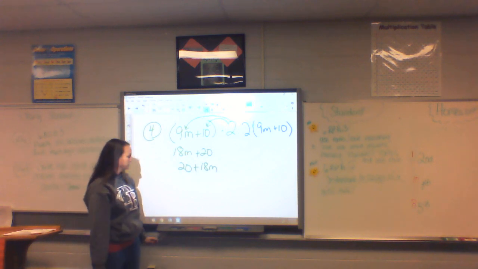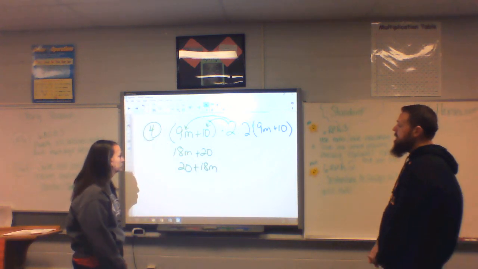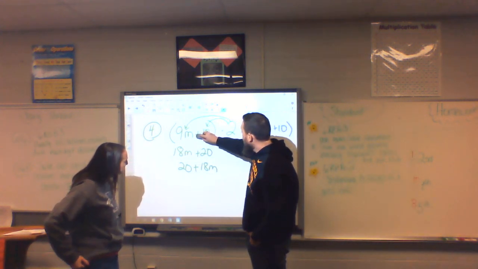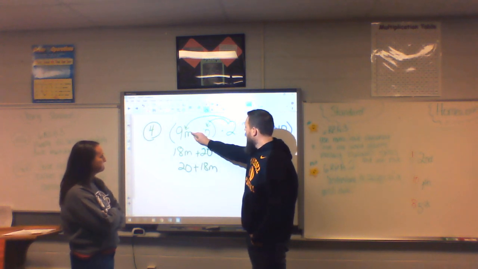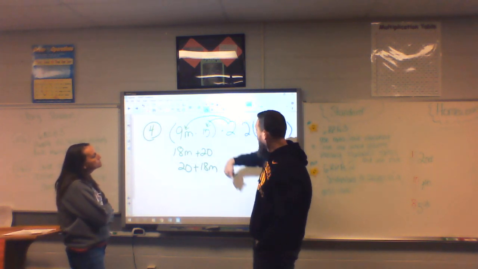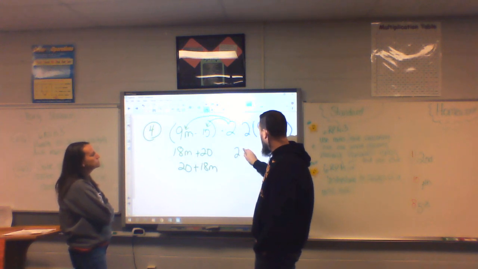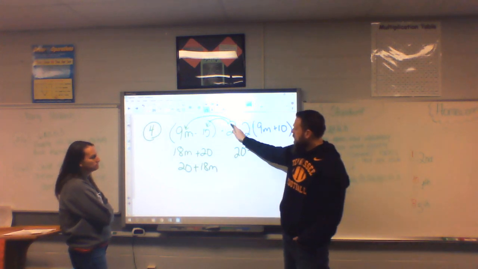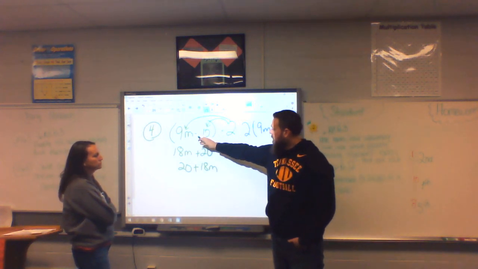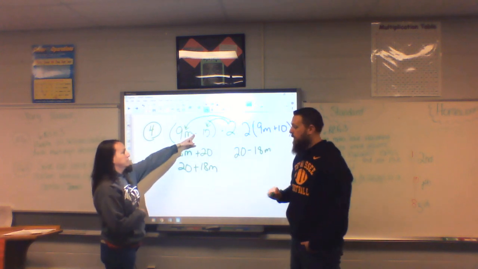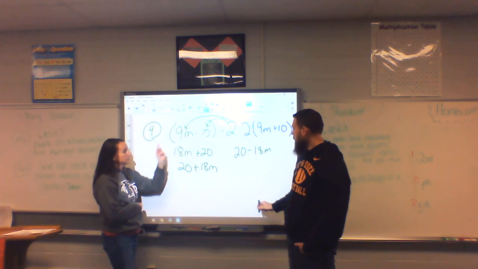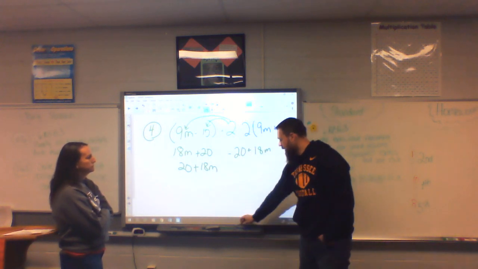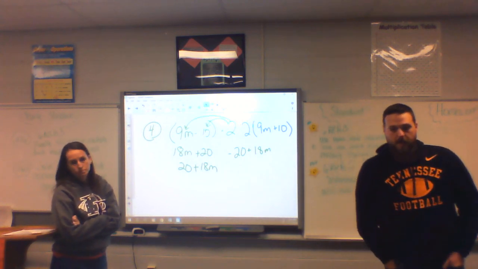The only thing is, guys, when you do it backwards, you have to be careful of your signs. Because, for example, if this right here had been 9m minus 10, and you did it kind of backwards, a lot of times we want to put 20 minus 18m. So you have to be careful with that. If you do it backwards, you have to make sure you're paying attention to whatever sign you have, a negative or a positive, that attaches to the negative 10. So if that had been the problem, your answer would have been negative 20 plus 18m. So just be careful with that.